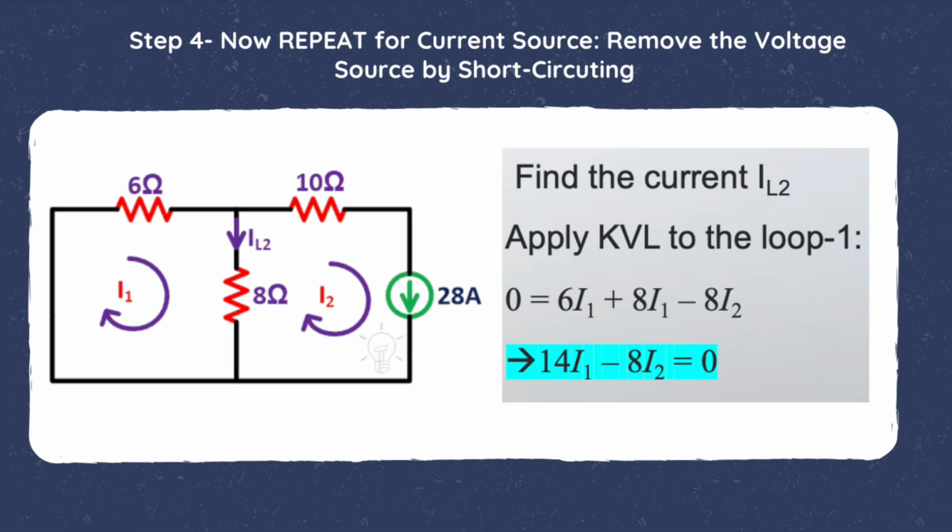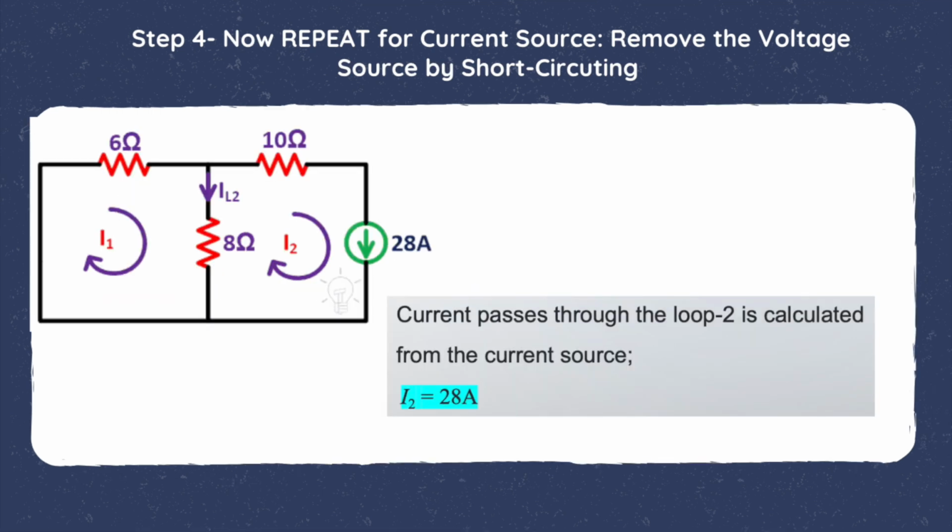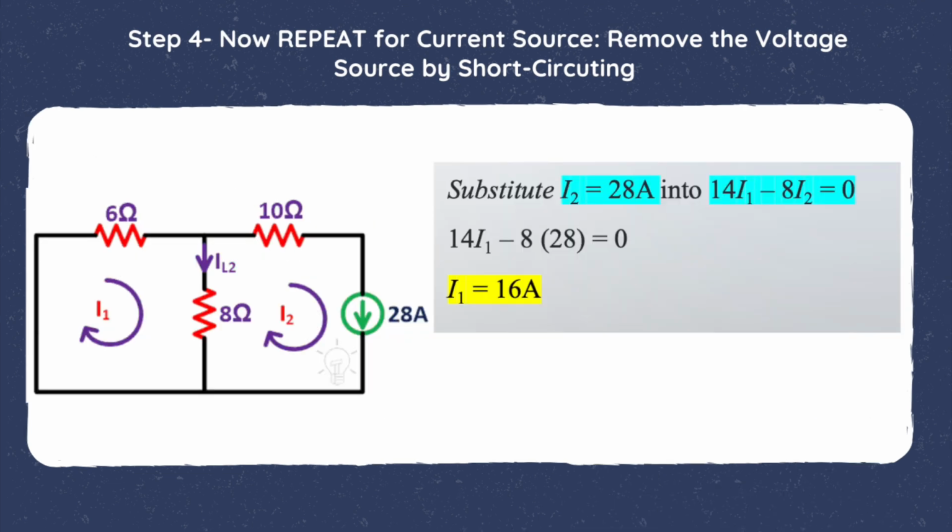KVL is then applied to loop 1 where I1 and I2 are summed to 0 and rearranged to form an expression containing both values of I1 and I2. The I2 value of 28 amps is determined by the current source in the second loop. Substituting I2 into the previous expression, I1 is 16 amps.